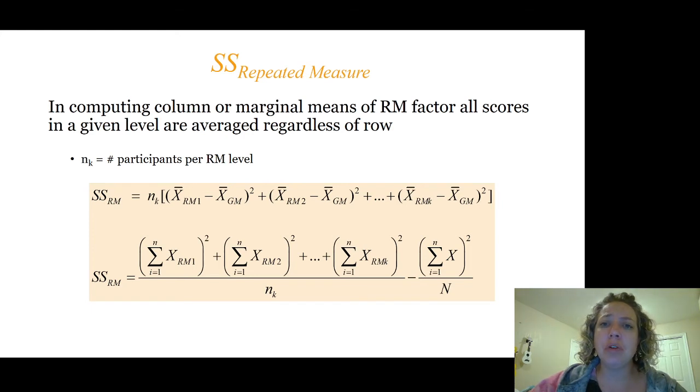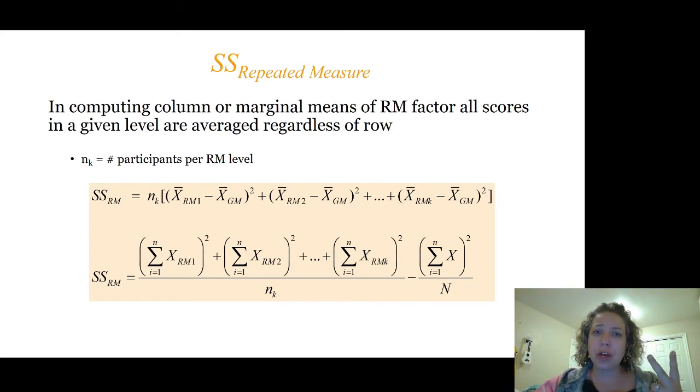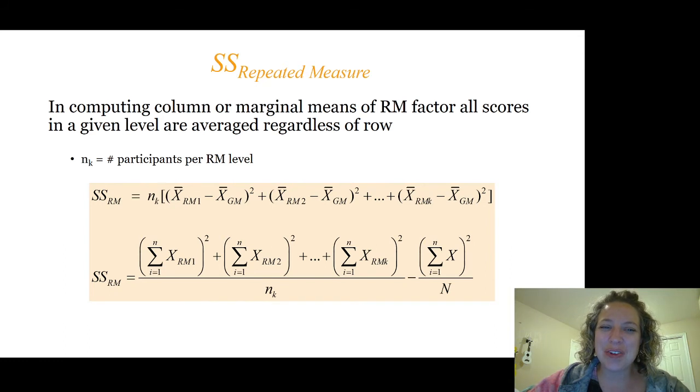Now, when we did a one-way ANOVA, we did K equals number of groups. When we did two-way ANOVAs, we did R for number of rows, C for number of columns. When we go to repeated measures ANOVA, we're going to go back to K, but K is going to be the number of groups. Really doesn't matter which letter we use other than it'll look familiar. And so Kn is the number of participants per repeated measure factor. Now that should be the same.